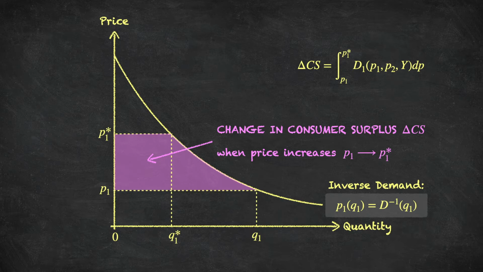Okay, so the more the price increases, of course, the consumer is losing more and more of their surplus. And this change in consumer surplus puts a monetary value on that. So it's by far the most widely used measure of welfare impact of a price change in economics.